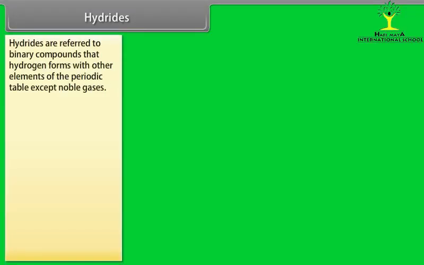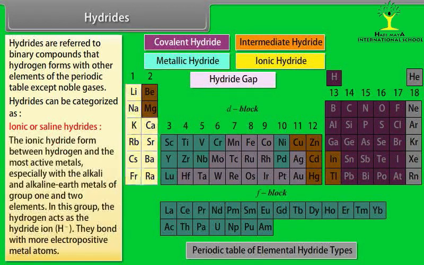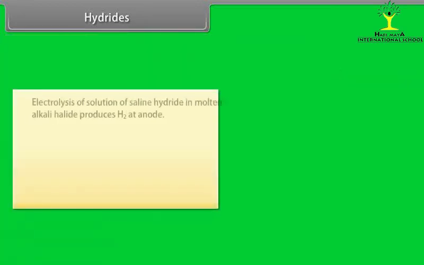Hydrides. Hydrides refer to binary compounds that hydrogen forms with other elements of the periodic table except noble gases. Hydrides can be categorized as ionic or saline hydrides. The ionic hydrides form between hydrogen and the most active metals, especially the alkali and alkaline earth metals of group 1 and 2 elements. In this group, hydrogen acts as the hydride ion. They bond with more electropositive metal atoms.